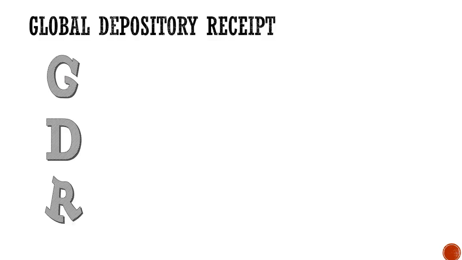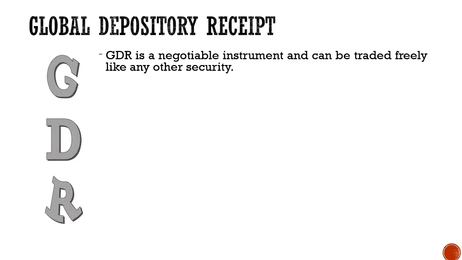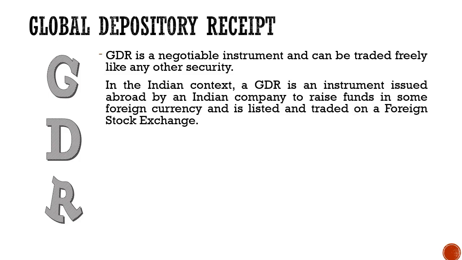Now, the first type of depository receipt is the Global Depository Receipt. Let us try to understand this in much detail. The Global Depository Receipt is a negotiable instrument and can be traded freely like any other security. So it's similar to shares and any other security. It can be easily and freely traded. In the Indian context, a Global Depository Receipt is an instrument issued abroad by an Indian company to raise funds in some foreign currency, and it is listed and traded on a foreign stock exchange.